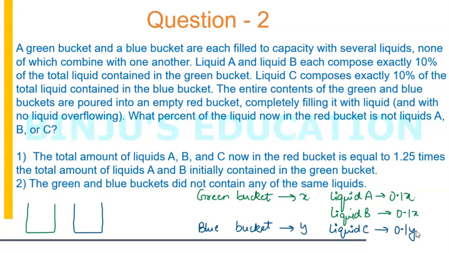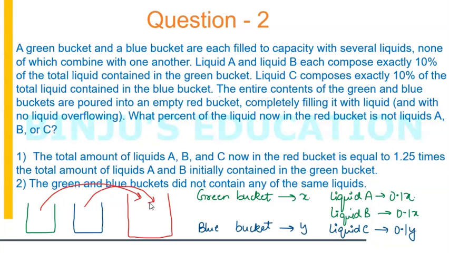The entire contents of the green and blue buckets are poured into an empty red bucket. Okay, so we have another empty red bucket. So this is our empty red bucket. So what we have done is the entire quantity is poured into this, and this entire quantity is also poured into this, completely filling it with liquid and with no liquid overflowing.